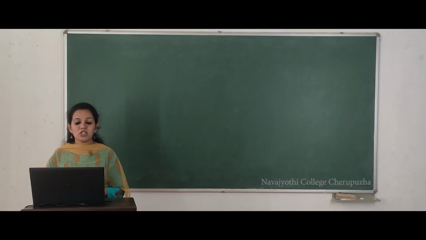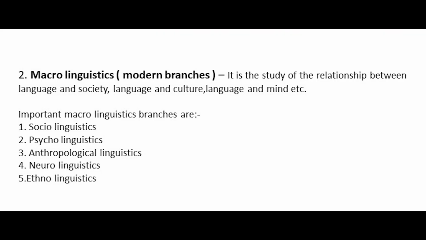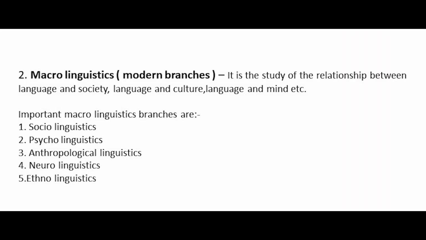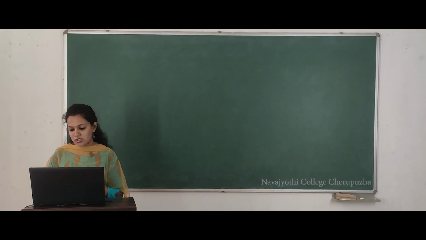Then next we move on to the macro branches of linguistics. Macro linguistics is also known as the modern branches of linguistics. It is the study of the relationship between language and society, language and culture, language and mind and so on. Important macro branches of linguistics are sociolinguistics, psycholinguistics, anthropological linguistics, neuro linguistics and ethnolinguistics.